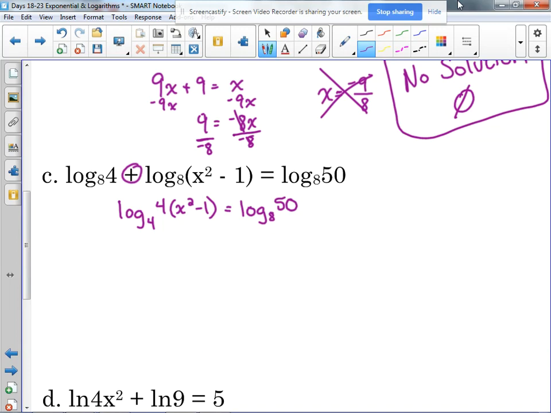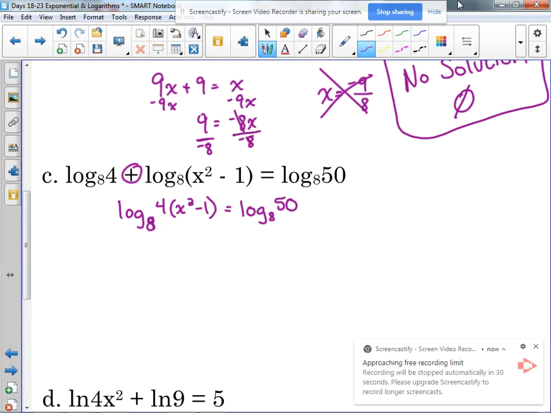You just leave it. And I don't know why all of a sudden my log base 8 turned into log base 4. It's still log base 8. I guess I was thinking about the 4 that I was getting ready right there. Okay, so we have the same log on both sides. This was the very first scenario we looked at. You just take what's inside those logs and set them equal.